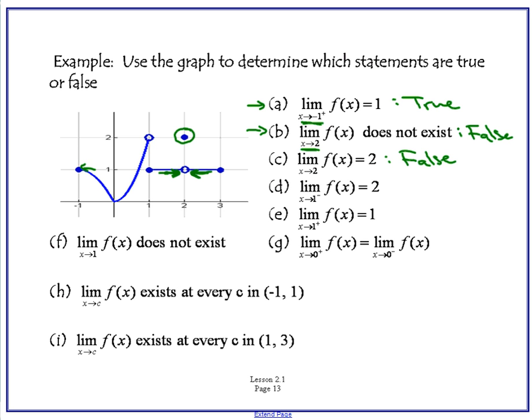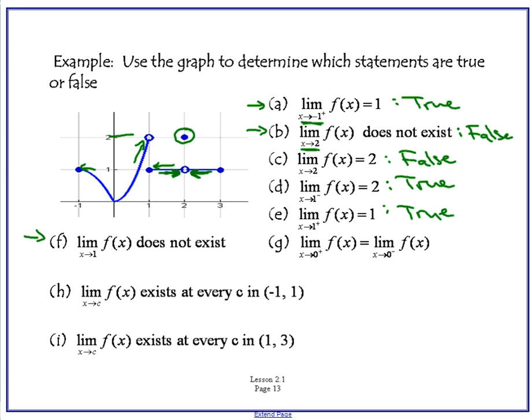All right, part D. The limit as x approaches 1 from the left. So from the left, we're smaller than 1. X is approaching 1. We're from the left. And as we look at that y value, the function value, it looks like 2. We'll label that true. Part E, limit as x approaches 1 from the right. Now we're over here on this right side. Look at the function values. That is 1. We've got a true.